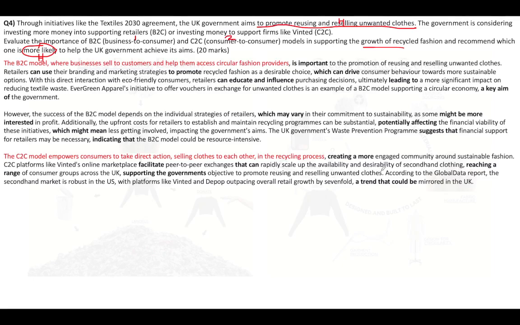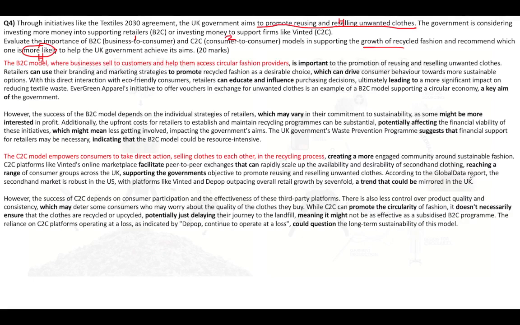Now for an interpretation of some evidence. According to Global Data Report, the second-hand market is robust in the US, with platforms like Vinted and Depop outpacing overall retail growth by sevenfold, a trend that could be mirrored in the UK. So this could be the way to go forward. We copy the US on most other things. Maybe this will be for us.